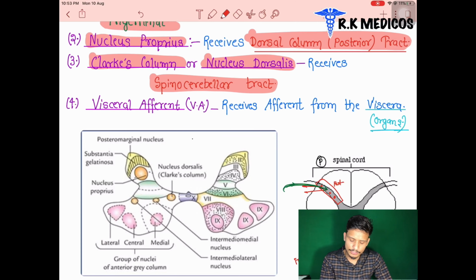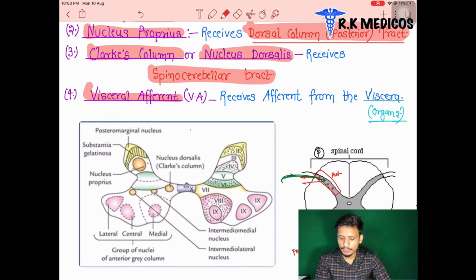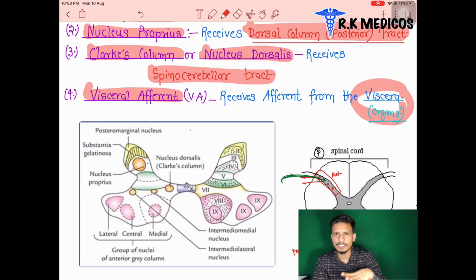Now we can see the visceral afferent nuclei. They are receiving afferent information from the visceral organs. Basically the visceral organs have no sensory innervation, but their capsules are innervated with nerves, and these nerves come to which part of the spinal cord? The posterior horn. And which nuclei? The visceral afferent nuclei. These are located in the posterior horn.